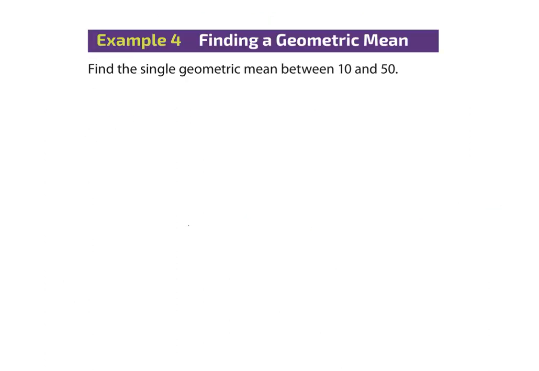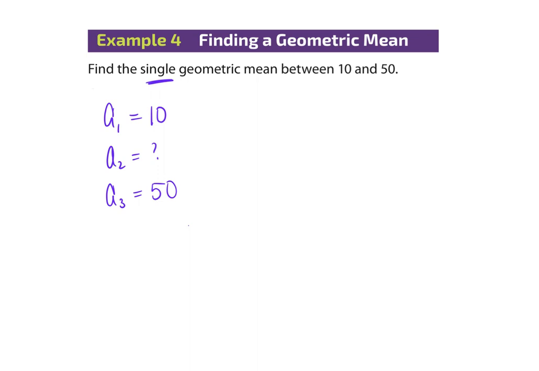Geometric means the same thing. The mean is the number in between them. You do have to consider how many they gave you. In this case, they're only asking for 1. So you can assume that the first term is 10. We're missing the second term. That's what we're looking for. And then you can say, well, the third term then would be 50.